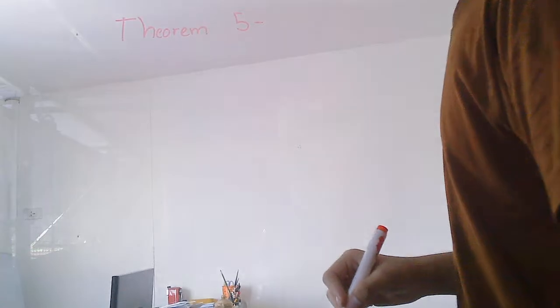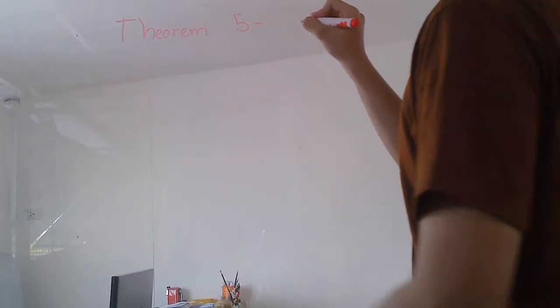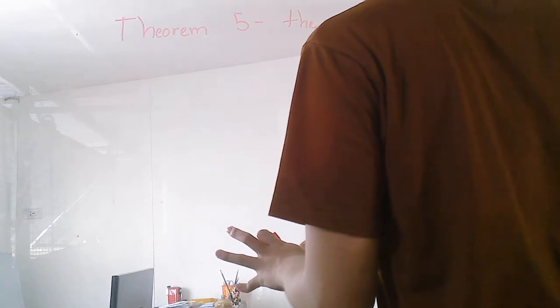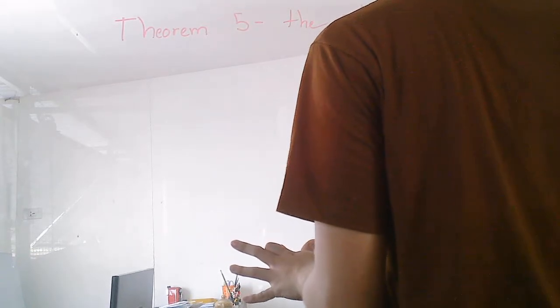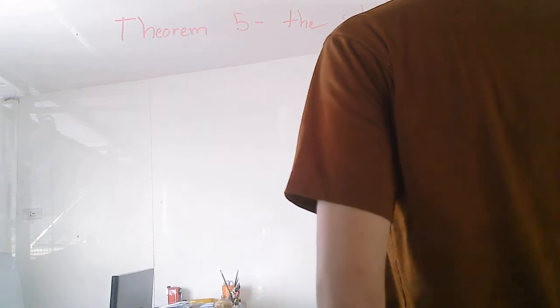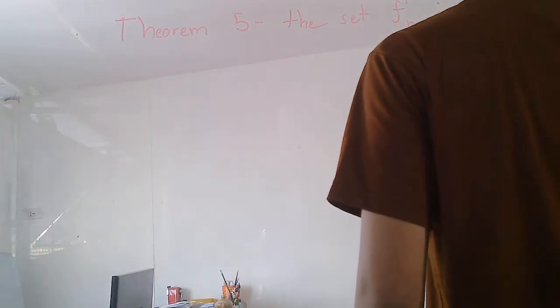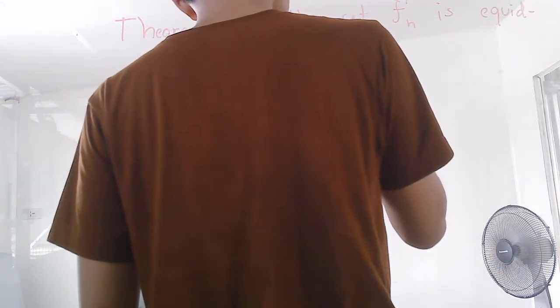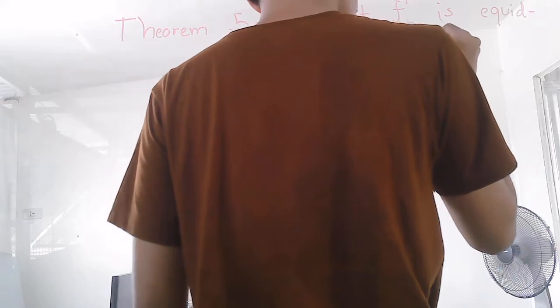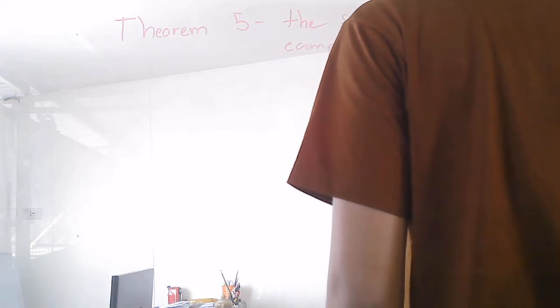Okay, Theorem 5. The set FH is equidecomposable with FH without the element H. H is the characteristic element.